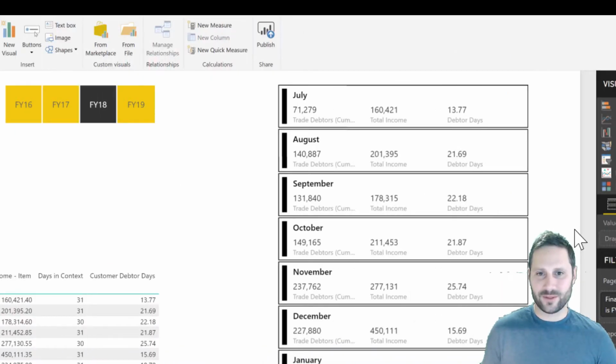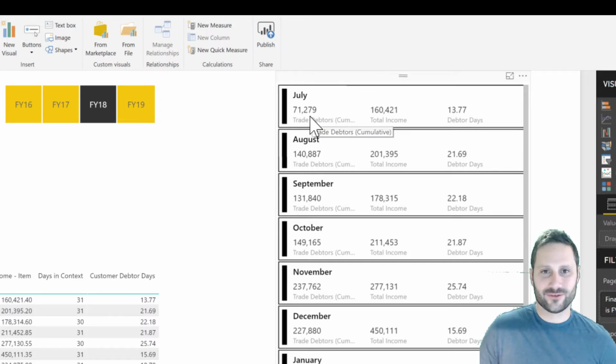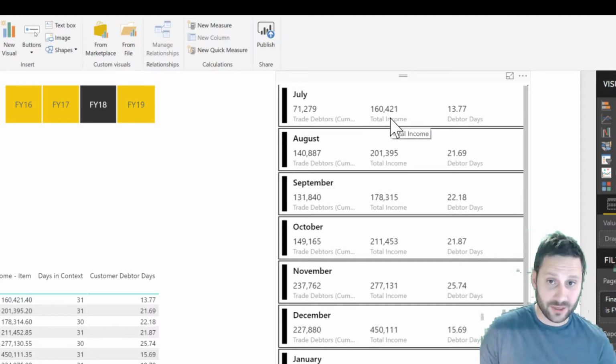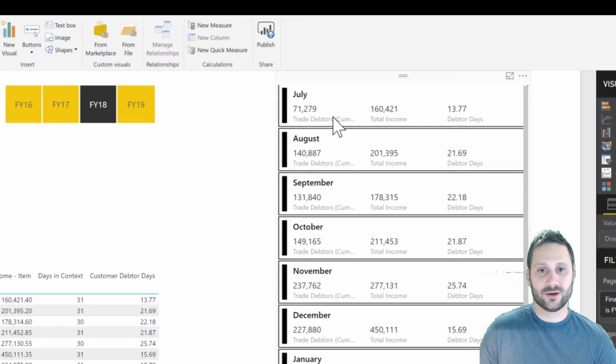So quick recap on debtor days. What is debtor days? Debtor days is the traditional calculation. We're looking at July here. July, at the end of the period, had 71,000 in trade debtors, accounts receivable. The total income for the July period was 160 grand. So debtors divided by income, times your 31 days in July, gives you your debtor days.